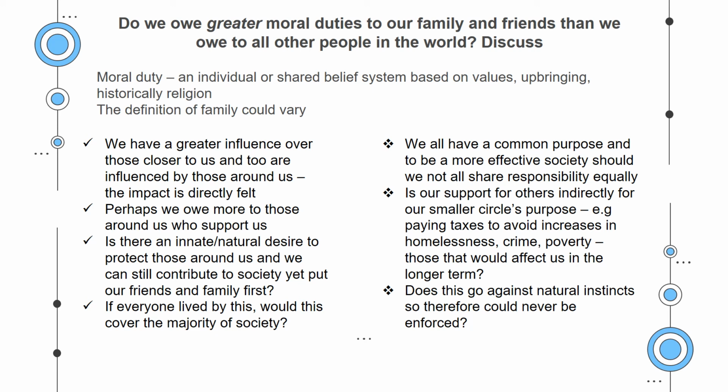share that responsibility equally? If we are supporting others indirectly, is that not arguably for our own gain in the end? You know, we pay taxes to enable us to utilise central services, but to avoid increases in other things that could affect us in the longer term. And that's quite a difficult point to make, actually. And also, does it go against natural instincts that could never be enforced? Okay. It's a difficult one that could be argued either way, couldn't it?